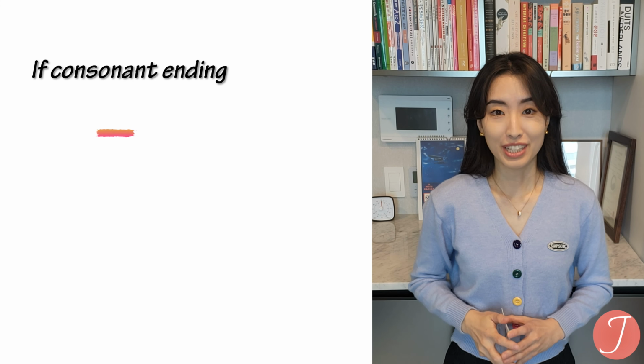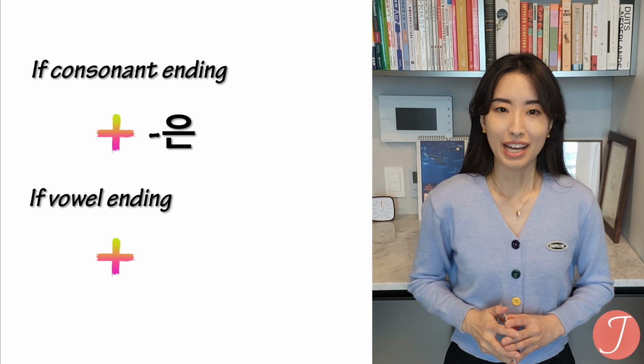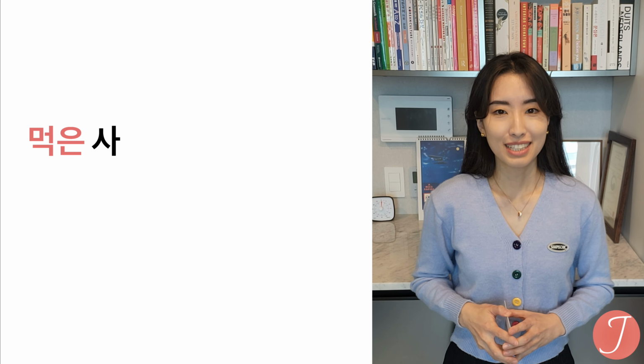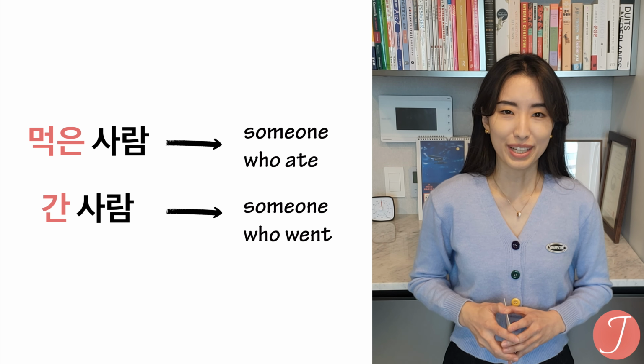Next, shall we learn about the past and future forms? For the past form, if the verb stem ends with a consonant, we attach 은, and if it ends with a vowel, we just have to add the character 니은. For example, 먹은 사람 is someone who ate, and 간 사람 is someone who went.